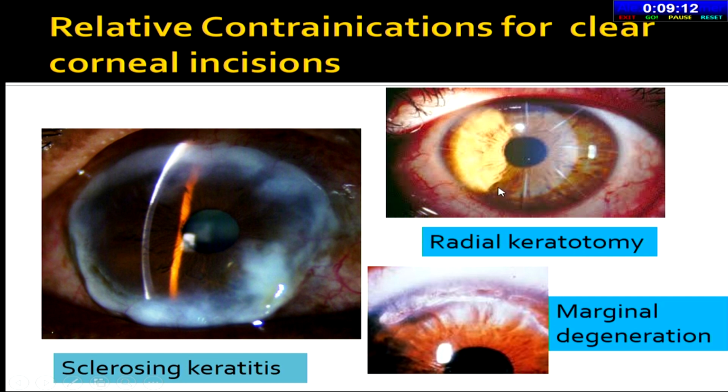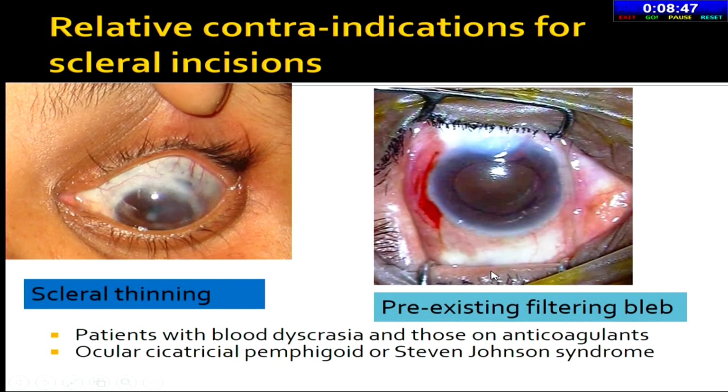This is a patient with radial keratotomy marks. If the marks are about 16, then you can go ahead and do a limbal incision. But sometimes there are multiple marks and there is absolutely no place where you can make your clear corneal incision, then there is no choice but to go for a scleral incision. This is a patient of marginal degeneration. Again, there is no area where you can put your clear corneal incision.